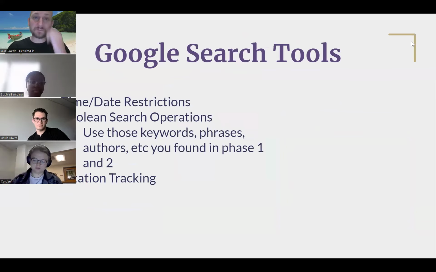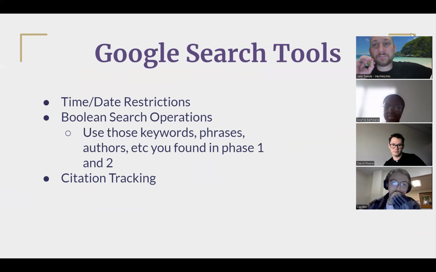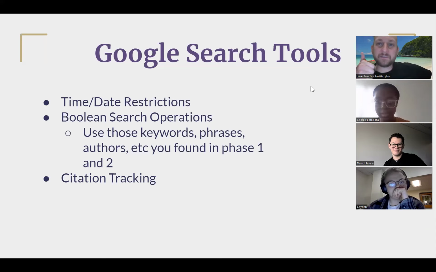Okay, Google search tools. At the very minimum, I want you to be able to do these 3 things when you're researching. If you do these 3 things, you will save so much time researching. If you don't do these 3 things, you're going to waste your time horrifically, and you're going to create bad materials for yourself to work with. So again, you don't have to memorize these today. We'll have time to practice them, but this is important. One is the time and date restrictions in Google. Second is using Boolean search operations. If you don't know what that means, don't worry, we'll talk about it. And third is using citation tracking as a method.